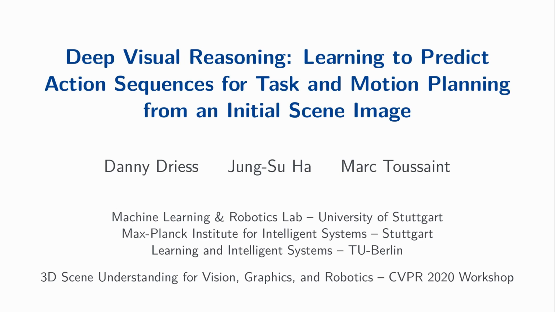Hello, my name is Danny Driess, and today I would like to talk about our recent paper, Deep Visual Reasoning, which is the idea of predicting an action sequence for task and motion planning from an image of the initial scene, such that ideally only a single motion planning problem has to be solved.